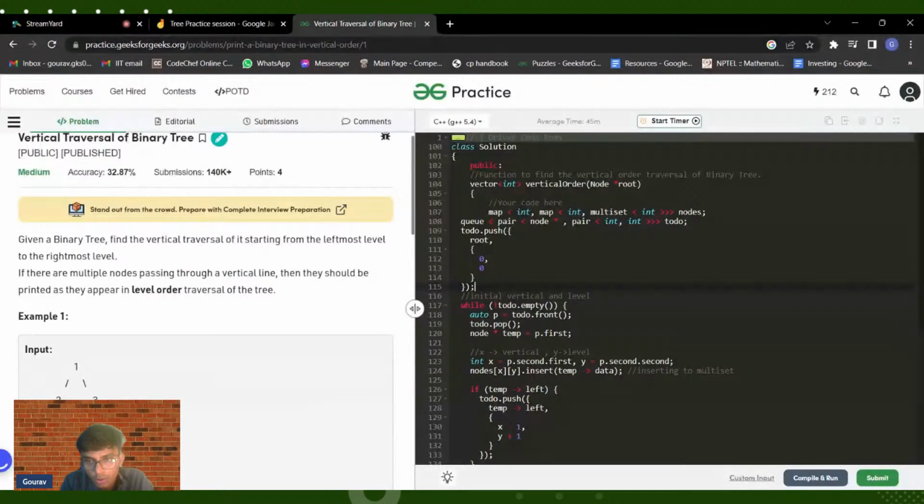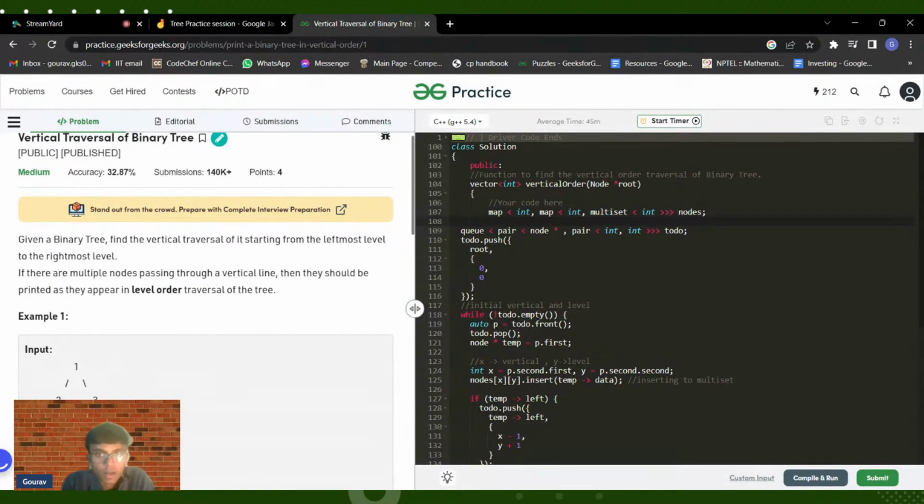So as I discussed, the first step would be to declare a data structure called map. And in this map, the first key would be the vertical number. Then again, we will have a map, and for the second map, the first parameter would be the level number. And for every level, we need to store all the nodes. So we have declared this data structure for nodes.